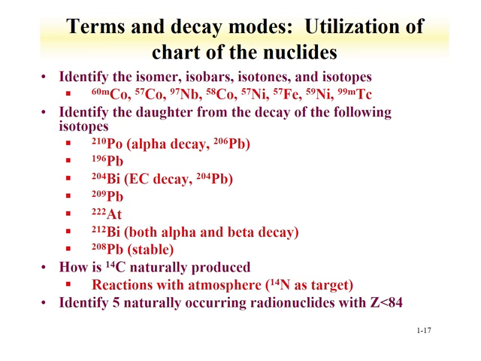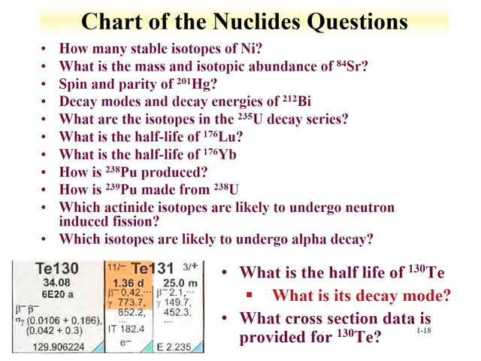And then you should be able to do something like identify 5 naturally occurring radionuclides with Z less than 84. Those are the isotopes with the black bars. Here's some other questions. You should be able to identify how many stable isotopes nickel has. What's the spin and parity of a given isotope?